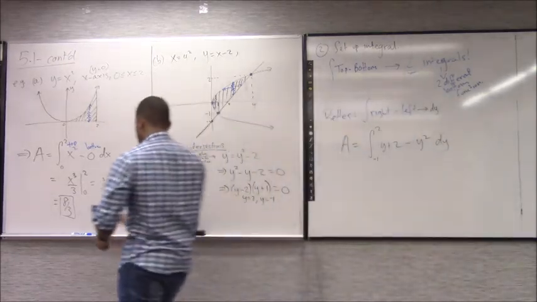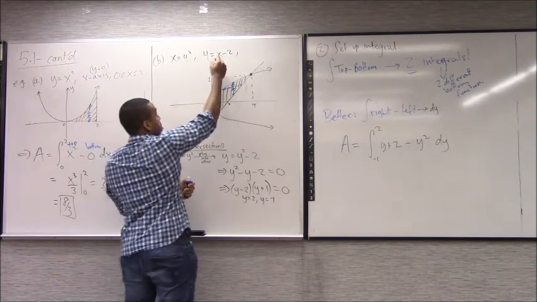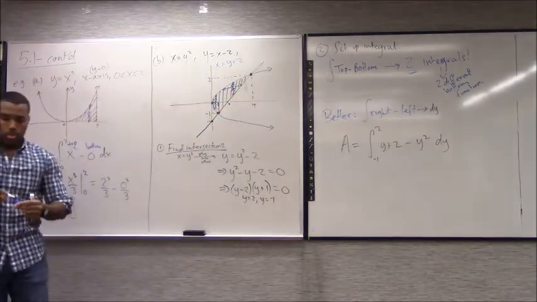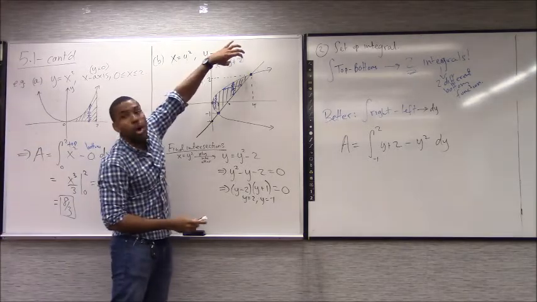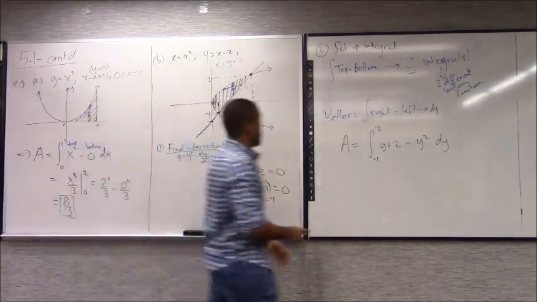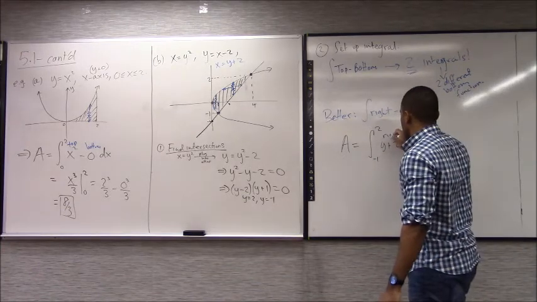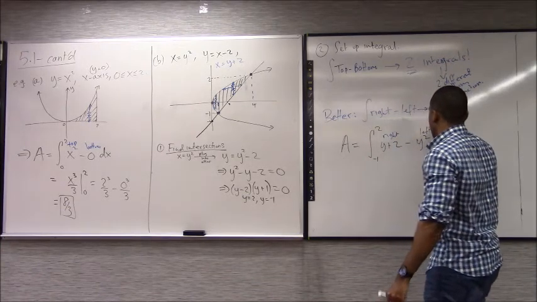So my functions have to be in terms of y. So this guy, y equals x minus 2, I have to write that as this. Just solve for the x, because I need the function of y. I'm doing dy. And so that's my right curve. This is my left curve.